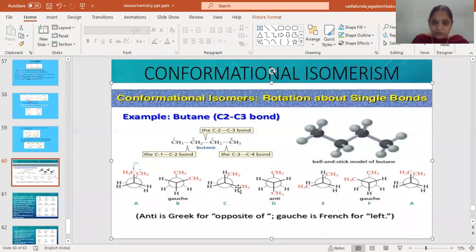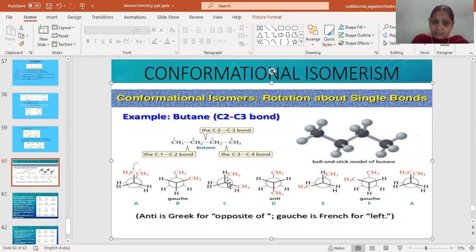So in the eclipsed form, if you observe, the same groups will be on back of each other, means they will have the difference of 0° angle between them. Whereas in the gauche form, similar groups are present with 60° angle.